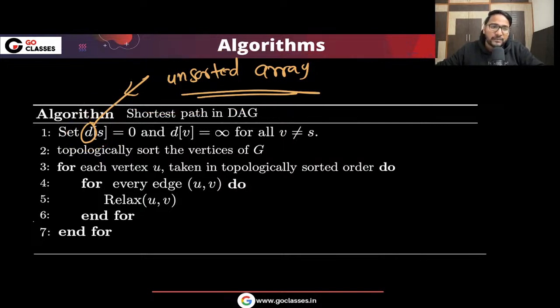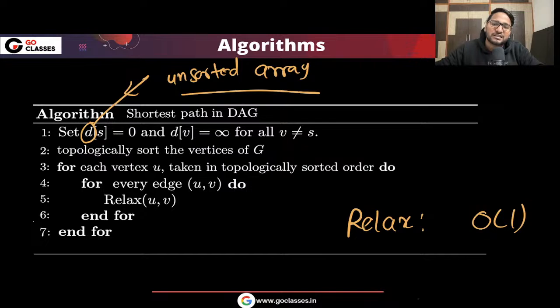If you have to use a heap, then the relax operation in the heap, I will tell you in Dijkstra. Here the relax operation only takes order of 1. Relax is just considering the edge. In Dijkstra, I will tell you the relax operation will take log V, if you're having a heap. Then it will be very costly, just like Dijkstra. But here I'm just maintaining the unsorted array.